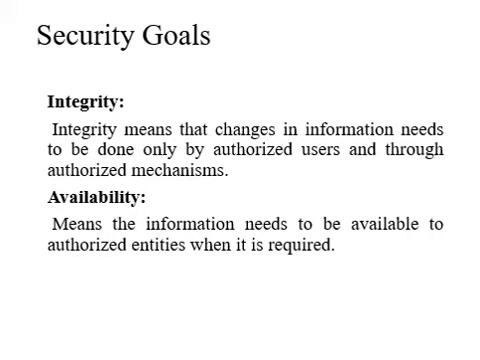The third part is availability. Availability means ensuring that authorized parties are able to access the information whenever they need it. Information only has value if the right person can access it at the right time. Denying access to information has become a very common attack nowadays.